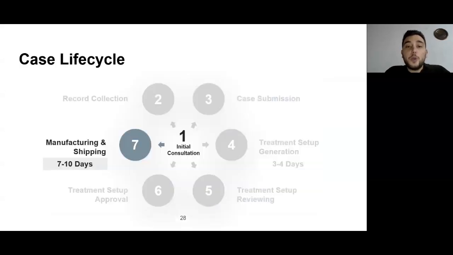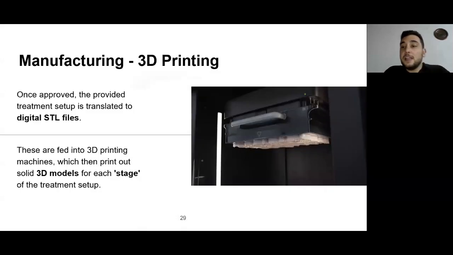By now we've finished the whole case life cycle. We've reached the manufacturing and shipping. This usually takes around 7 to 10 days. And I'll take you a little bit behind the scenes for manufacturing. Once the treatment setups are approved, each stage that we mentioned, each aligner tray stage, is going to be translated to a digital STL file. And these STL files are fed into the 3D printing machines, which then print out solid 3D models for each stage of the treatment setup.